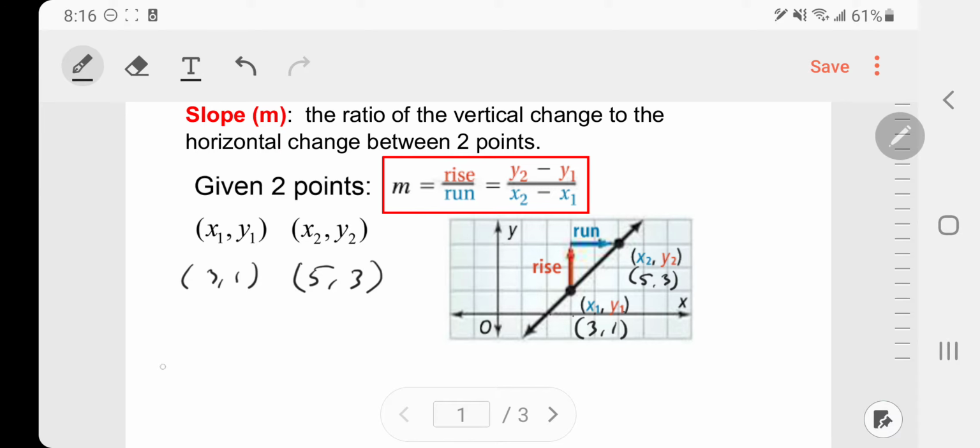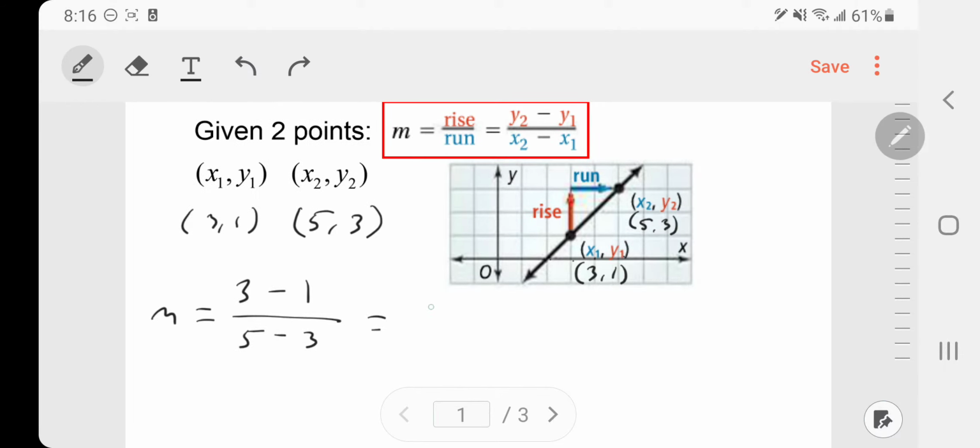All right, now we're just going to go ahead and plug it right into that formula. So it's y2, which is 3, minus y1, which is 1, over x2, which is 5, minus x1, which is 3. Okay, so we're just plugging into this formula up here for each of these values and separating them by a minus sign. All right, 3 minus 1, we get 2. And 5 minus 3, we also get 2. You always want to reduce your fraction, so 2 over 2 gives you a slope of 1.